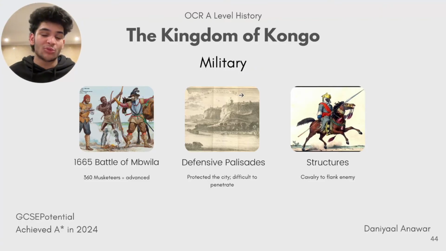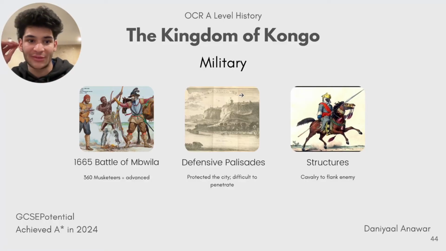1665, Battle of Mbwila. That was one of the final battles in Congo, so I'm sorry, we're jumping a little bit here. But within this battle, Congo had 360 musketeers. And obviously, as I mentioned earlier, Songhai didn't really have long-range weapons.